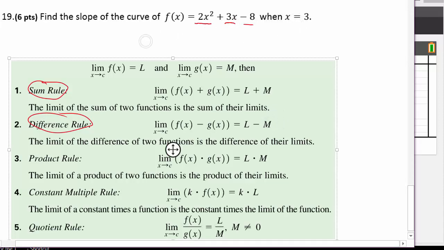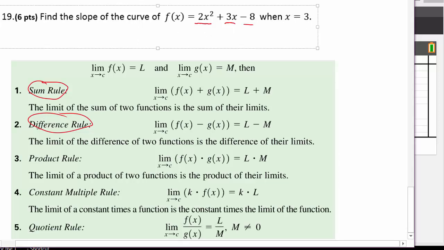So the idea is we use that definition of a limit. At the very end, we're going to be plugging in that x equals 3. So don't plug in the x value at the end. Don't do it at the beginning. You want to do it at the end there.